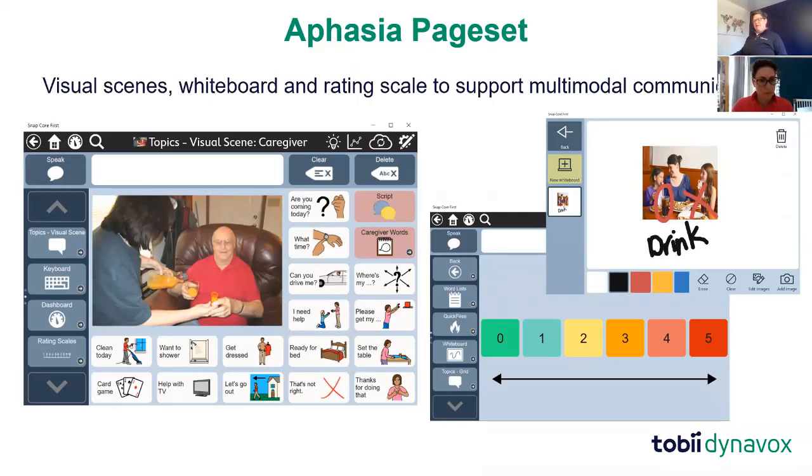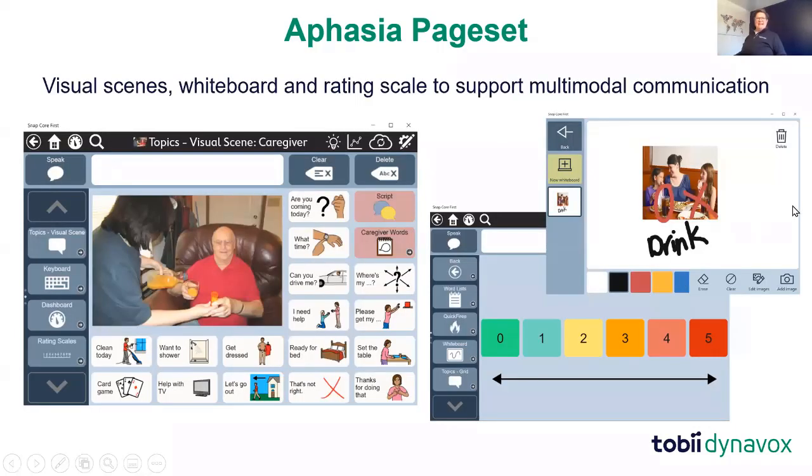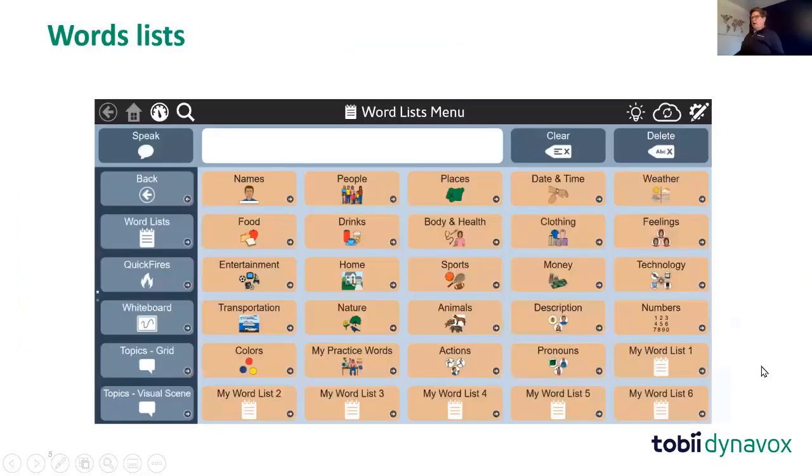The aphasia page set is being built specifically to support those that have aphasia. This includes a bunch of tools, including visual scenes, a whiteboard, a rating scale, and all of this with the idea to support that multimodal communication, which we know is really, really vital for those that have aphasia. So I'm just going to take you through each of these tools just to give you a bit of an idea of what they are and why we use them.